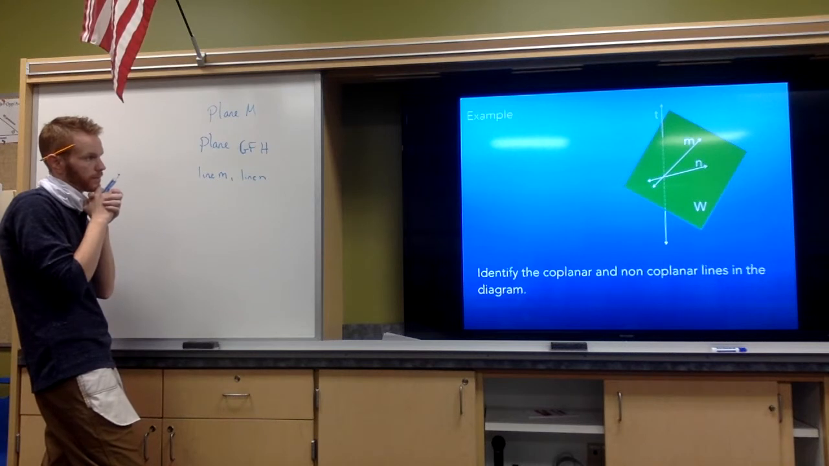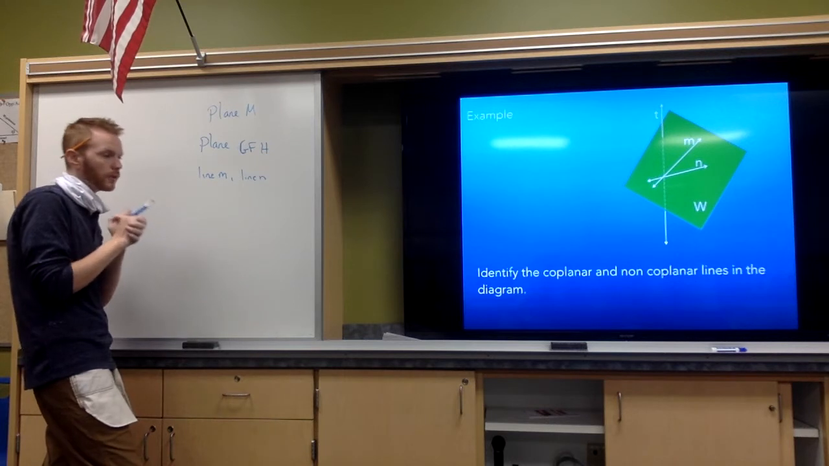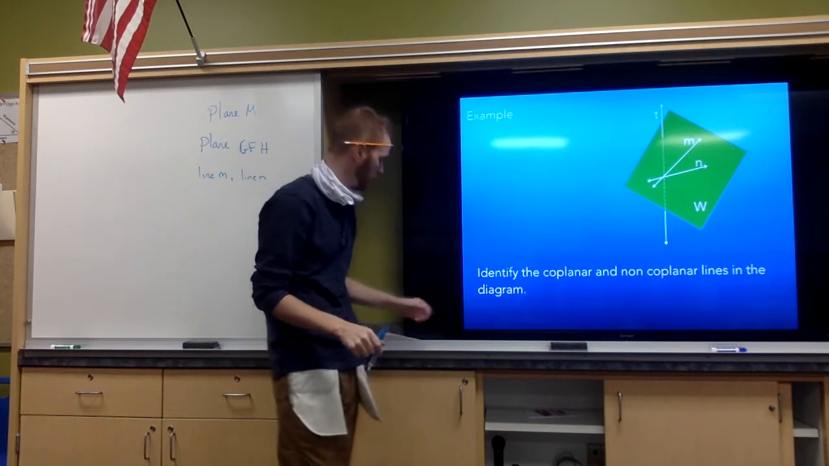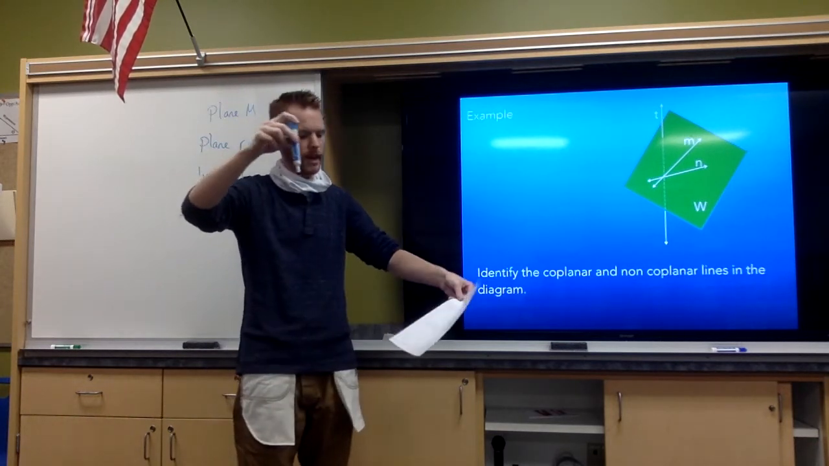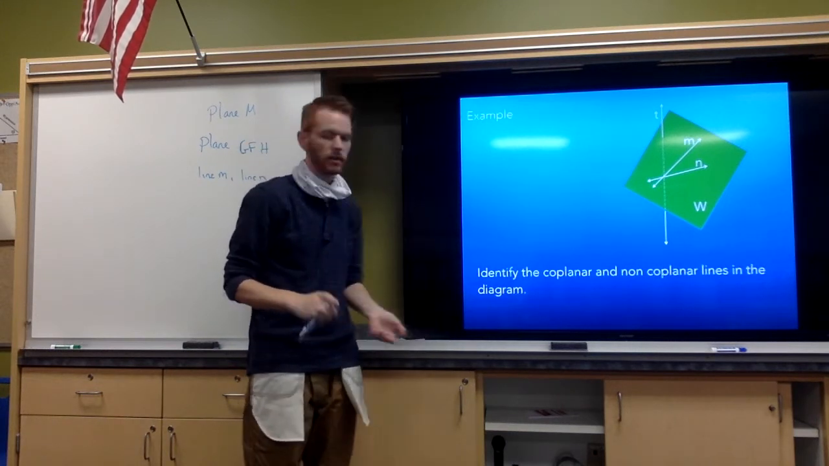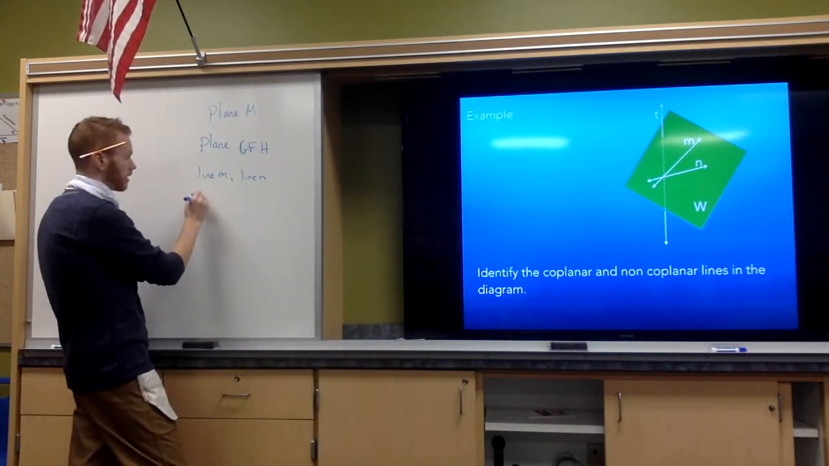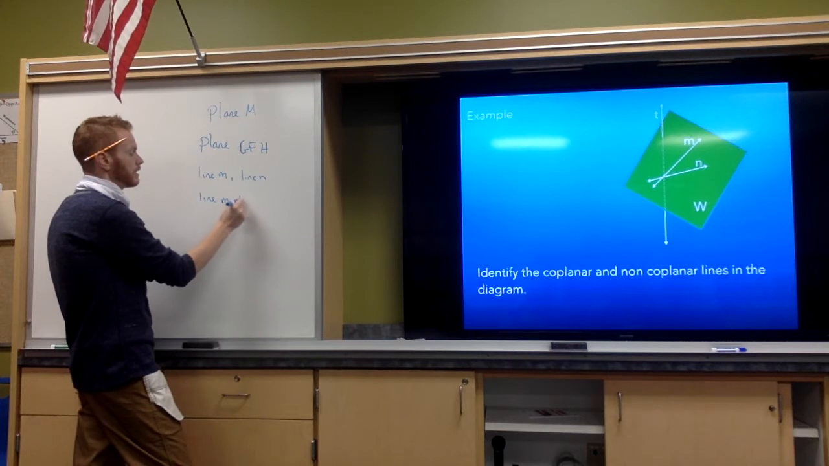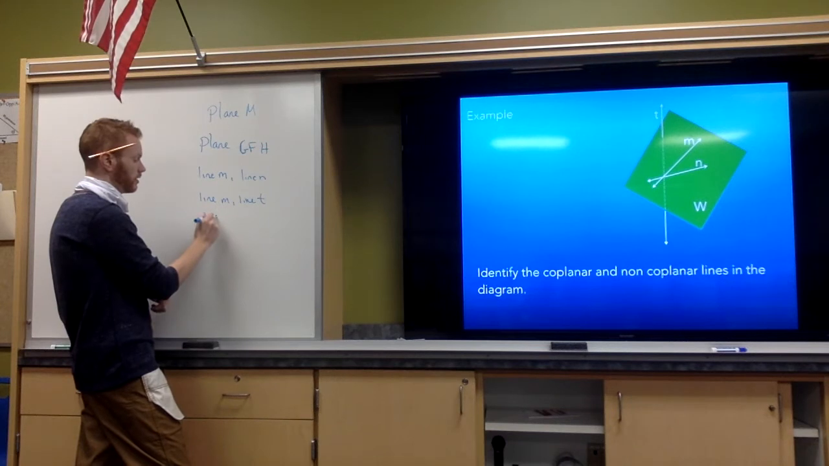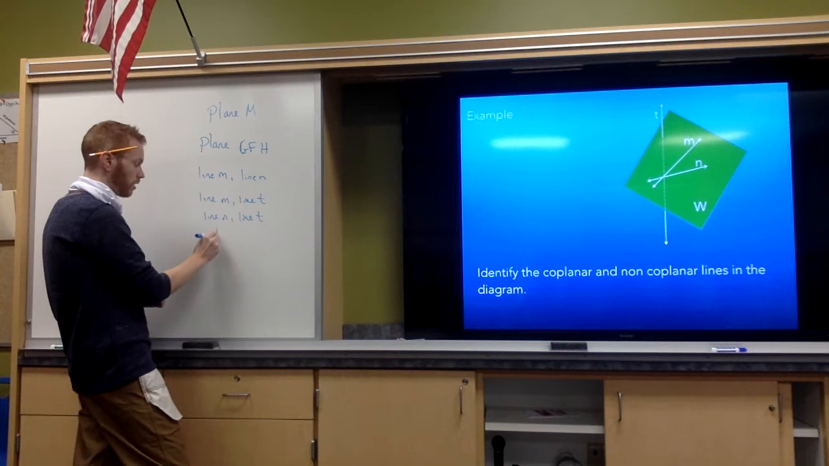Non-coplanar. Now some people, this is where it could get a little confusing. If you're intersecting a plane, you're technically not coplanar to it. So if I had this marker and it went right through my plane, it's not coplanar to this. To be coplanar, you have to be laying on the plane. So for non-coplanar, you have a lot of options. You can do line M and line T. T is the intersecting one, so those are non-coplanar. You can switch it. Put line M in there, or put all three.